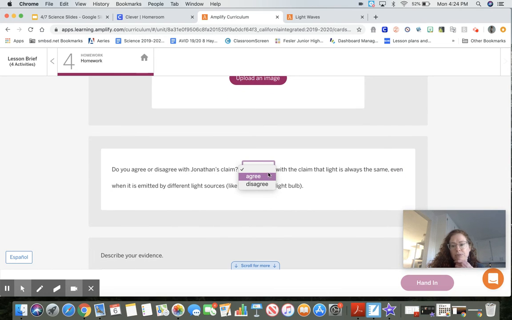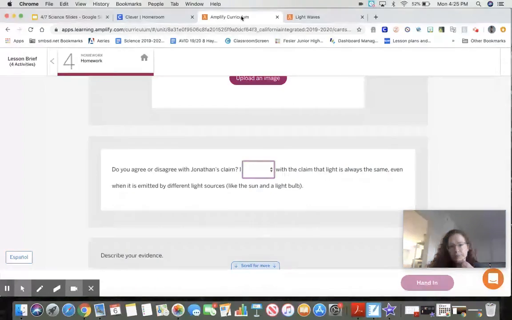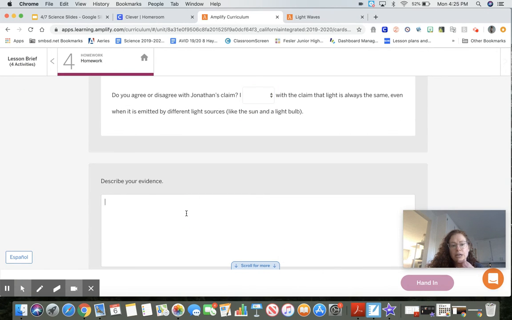Use your pull down menu. Do you agree or disagree with Jonathan's claim? His claim again was that light is always the same. So was the sunlight always causing the same effects as the light bulb? If you say agree, you're saying that they're both the exact same every time we press inspect. If you're saying disagree, you're saying that some things were different. And then you're going to describe your evidence.